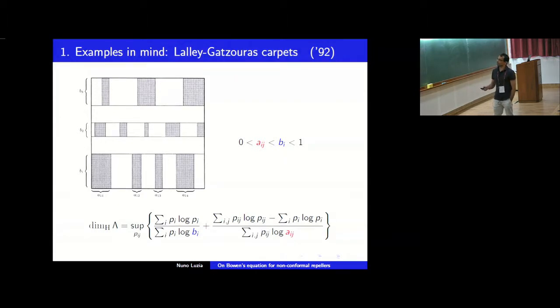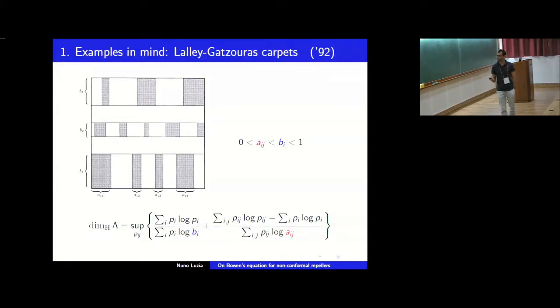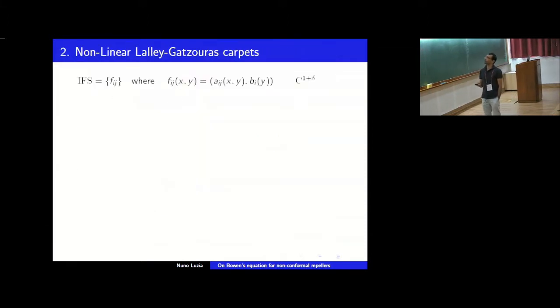And it's clear that since this is a compact space of p_ij's and this is a continuous function, there will be a measure of full dimension. So what we start doing is generalize this to nonlinear Lalley-Gatzouras carpets, which are, as before, defined by an iterated function system, which is a collection of functions defined on a unit square, but now they are not linear.